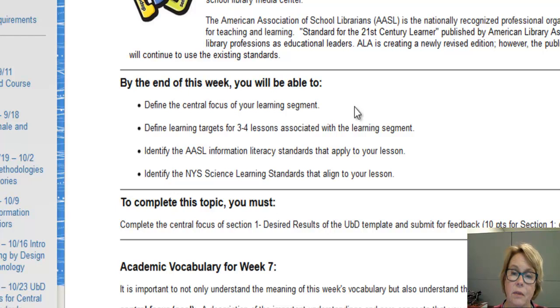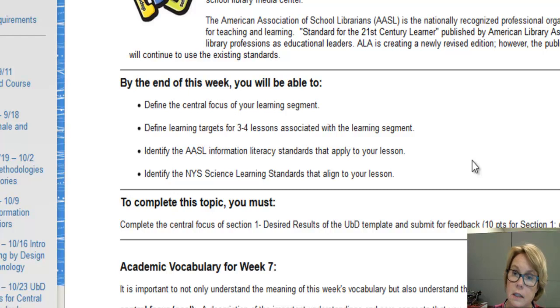These are academic vocabulary terms that you should be aware of and start to use naturally in your writing. Your EdTPA narrative will be judged based on a lot of these academic vocabulary terms and how well you use them and apply them.